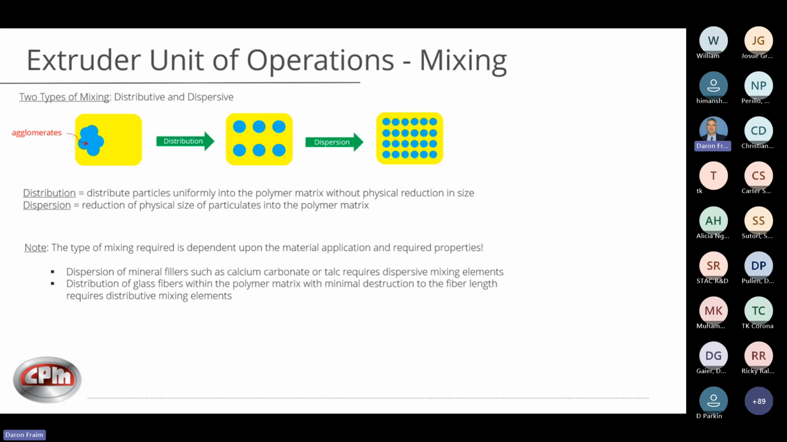Again, I touched on this, but this is to give you a little more visual: distributive, dispersive. So when you think of distributive, the agglomerates, you're just distributing or homogenizing those uniformly throughout the polymer matrix. Whereas in dispersive, you're going to further reduce the physical size. So the type of mixing required depends on the material application. When we talk about mineral fillers, you want to reduce those agglomerates and the particle size, and talc as well. But with glass fibers, you want to distribute. So that will dictate which elements you choose and elect to use.